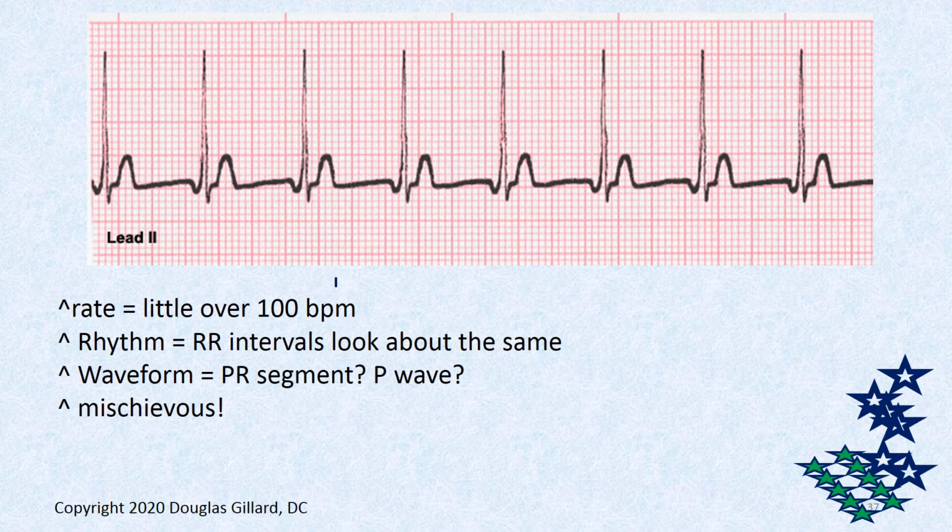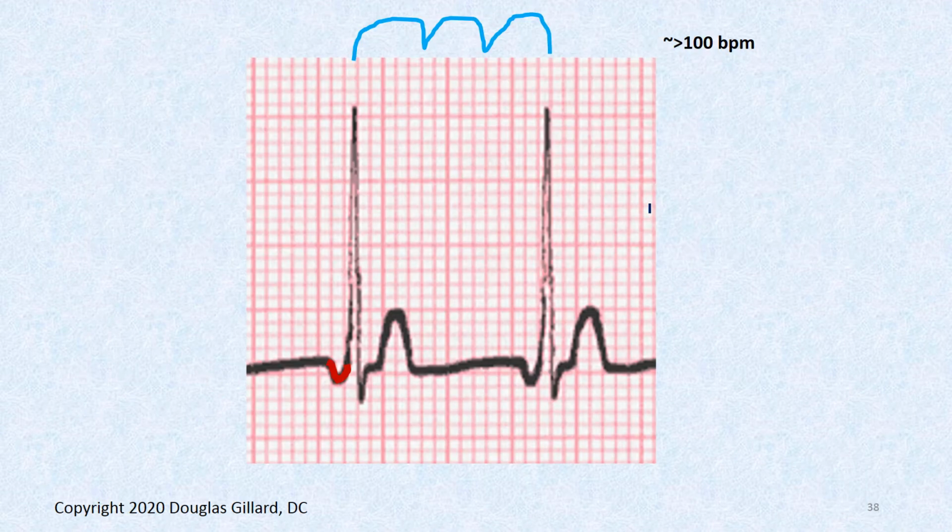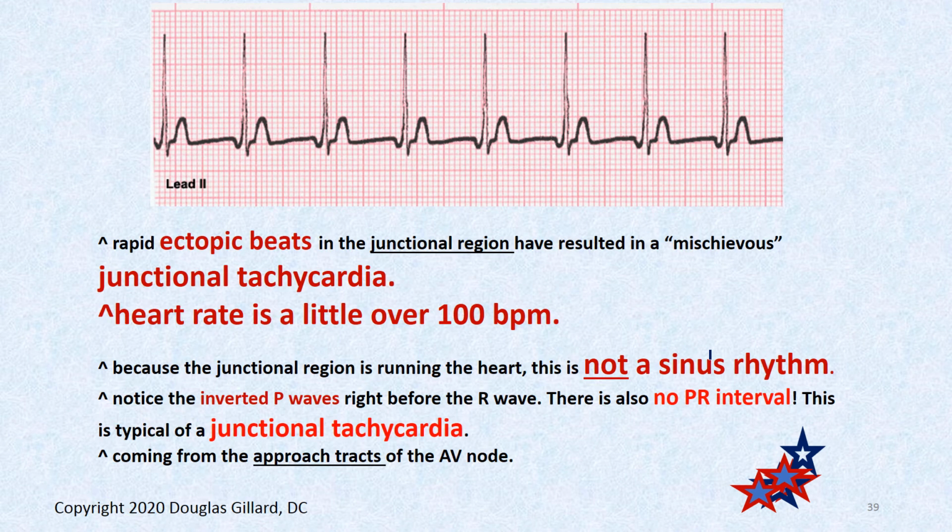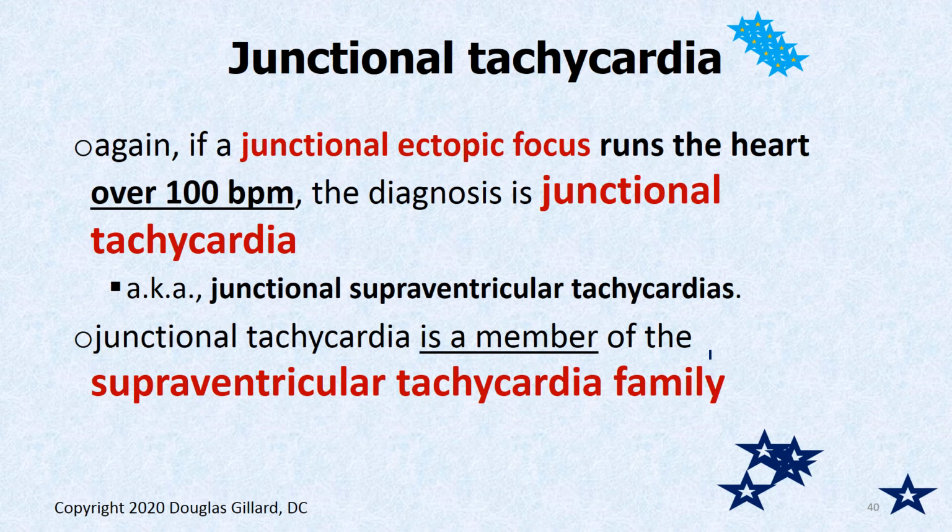Technically, because the rate is a little over 100, if you do the 1500 little box rule, this is a junctional tachycardia. It's definitely not a sinus rhythm because there's not a single normal P wave anywhere, but it's going too fast, so this is a junctional tachycardia. Okay, there's a blow up of the P wave. Everything I said already, definitely not a sinus rhythm. You can pause that and look at that if you need to. Junctional tachycardia.